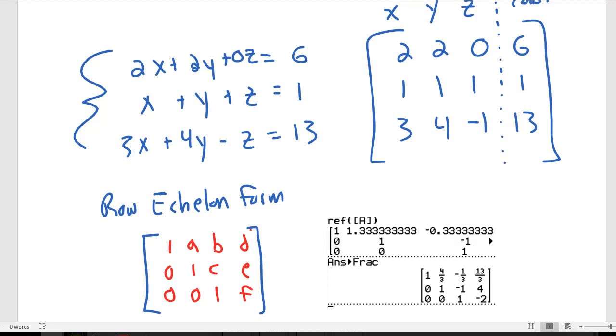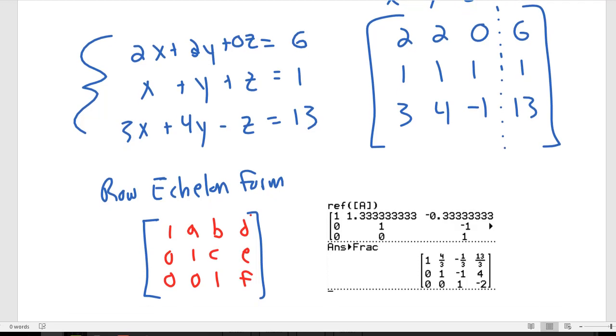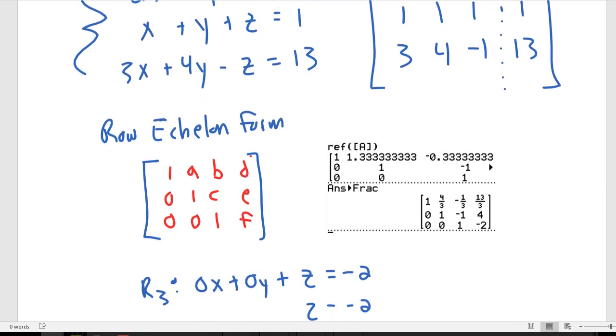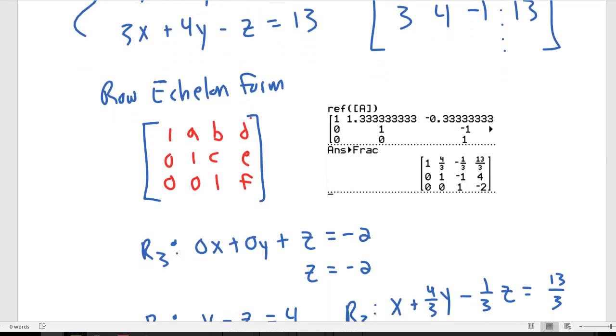So we could check our work. We could take our x, y, and z, and plug them into each of the equations. I'd plug in the x, y, z here, and make sure I get 6 equals 6. I'd plug in the x, y, z we found, and make sure we get 1 equals 1. I could plug in the x, y, z here and make sure we get 13 equals 13. So that'd be one way to check by hand, since we can't check graphically.